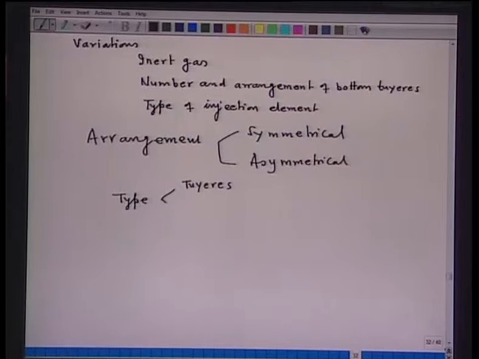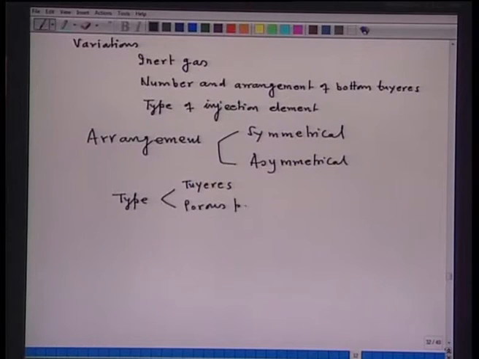Now, about the type of injection elements, some plants prefer to have tuyeres. Tuyeres are straight pipes, you can easily blow through them, and not much pressure differential is required, whereas some plants prefer to go for porous plugs.